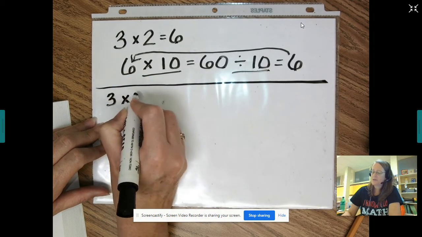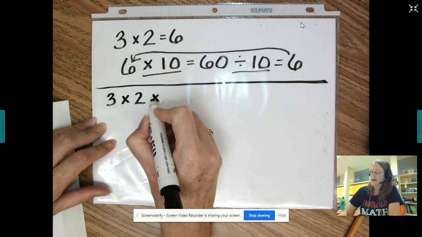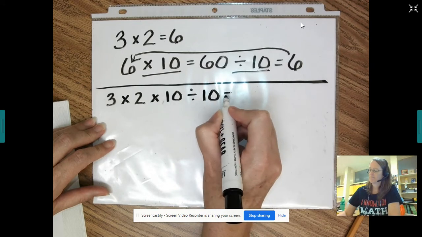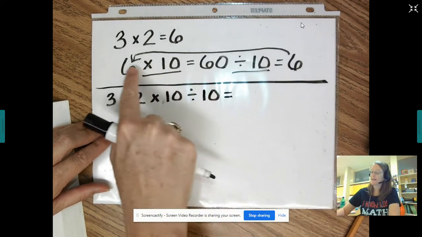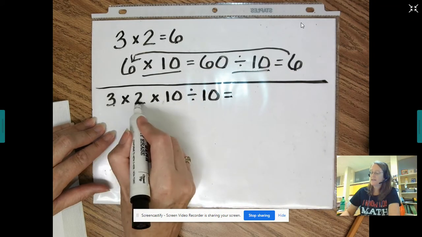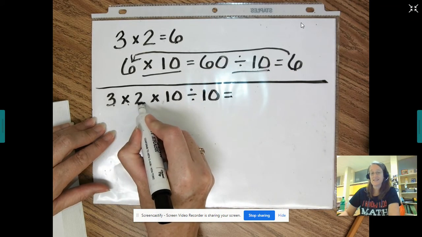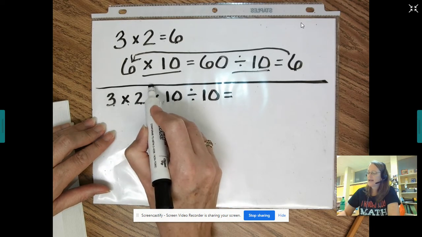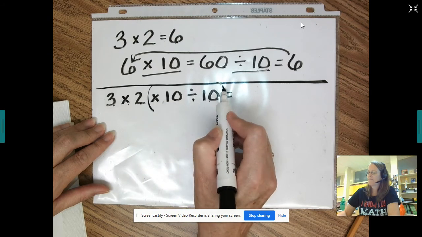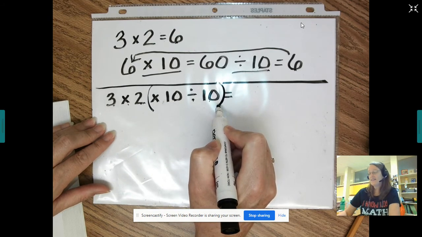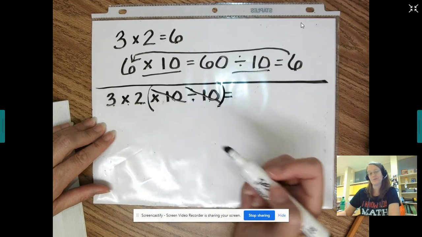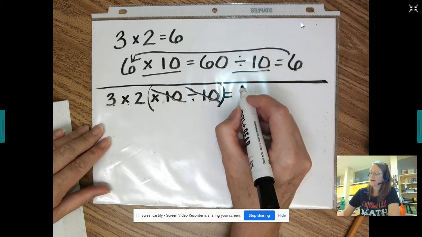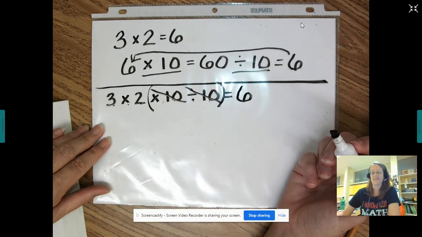3 times 2 times 10 divided by 10. Basically, that's what we just did. 3 times 2 is 6. And then if I multiply it by 10 and I divide by 10, they kind of cancel each other out, don't they? And I end up with the same product that I started with.